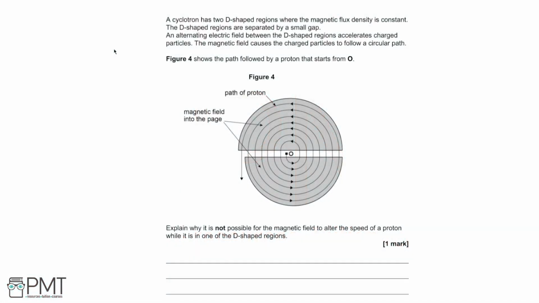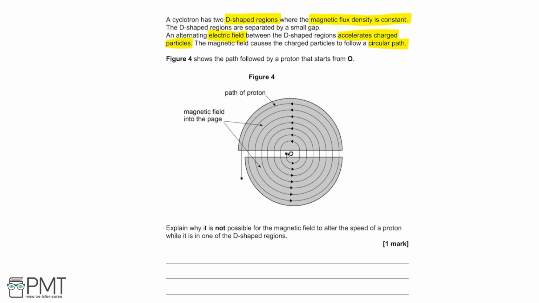This question is about magnetic fields. The question says, a cyclotron has 2 D-shaped regions where the magnetic flux density is constant. The D-shaped regions are separated by a small gap. An alternating electric field between the D-shaped regions accelerates charged particles. The magnetic field causes charged particles to follow a circular path. Figure 4 shows the path followed by a proton that starts from O, near the center of the cyclotron.